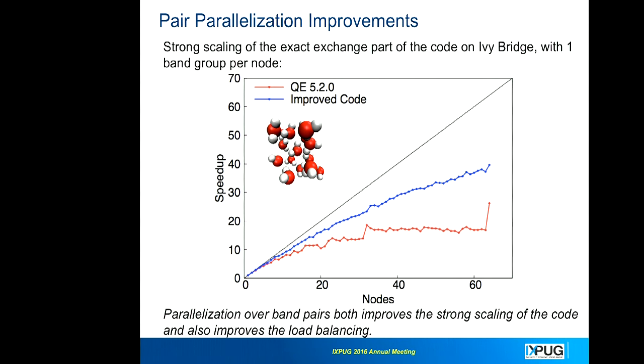Also, you can notice a rather interesting property of the old code, which is that you get these big jumps. That's associated with the fact that we've got a system of 16 water molecules here with a total of 64 bands. If you're using band group parallelization with one band group per node, then in this regime the number of band groups is similar to the number of bands. Because you can only distribute an integer number of bands in the old scheme, you're running into load balancing issues. And actually, you can never parallelize beyond 64 bands here.